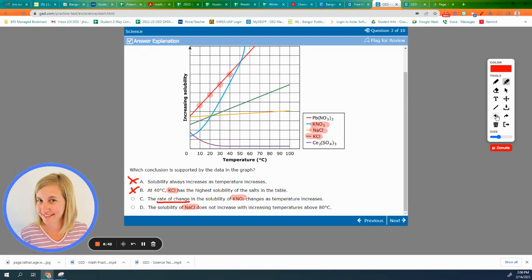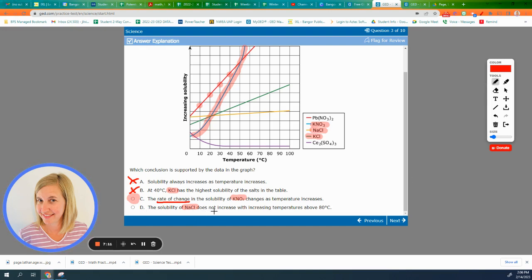What they want to know is, does that apply for KNO3, this blue line? Yes, this is not a straight even slope. This is not a straight even rate of change. See how the line gets a little more vertical at the top? That means the rate of change is changing more quickly. So answer C looks really good. So I'm just going to highlight that. Let's take a look at answer D though and make sure we can rule that out.